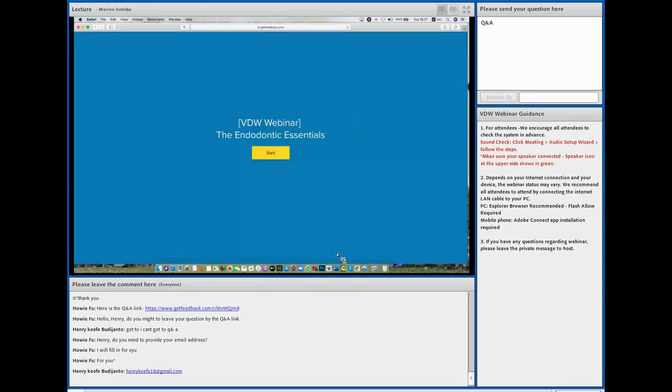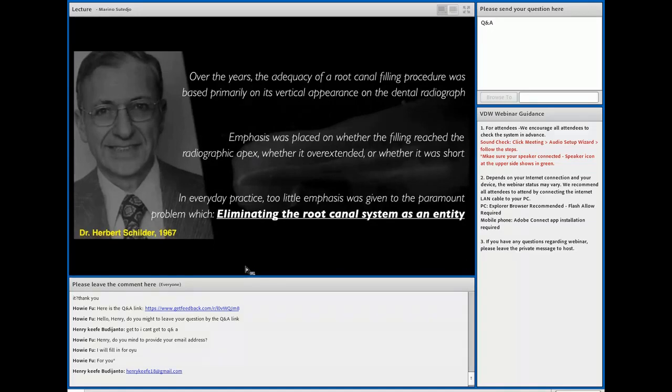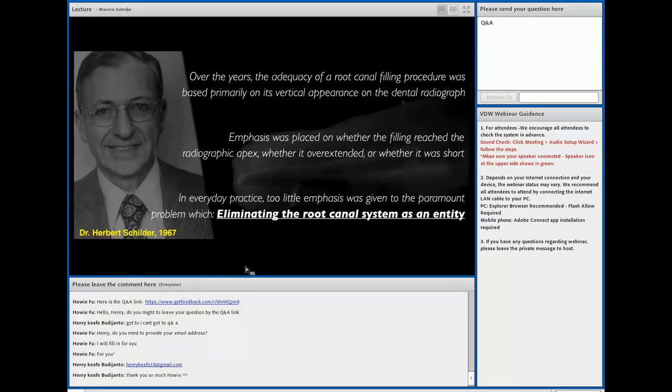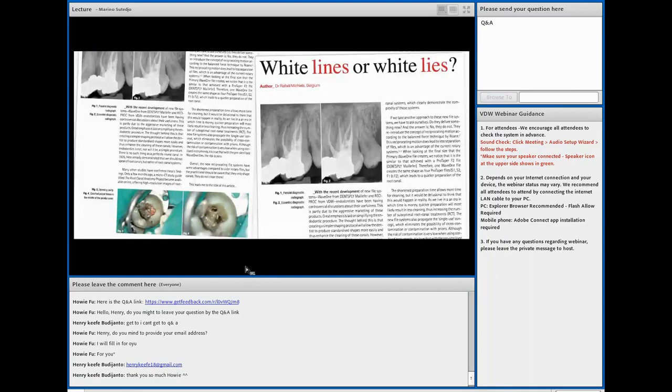Childers also said that in everyday practice, we need to emphasize not the vertical appearance on the x-ray, but the elimination of the root canal system as an entire system. If we think about it, it means we need to do good preparation, and then we can follow our obturation protocol to achieve three-dimensional obturation.